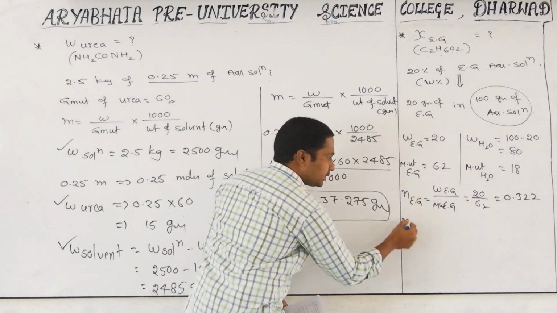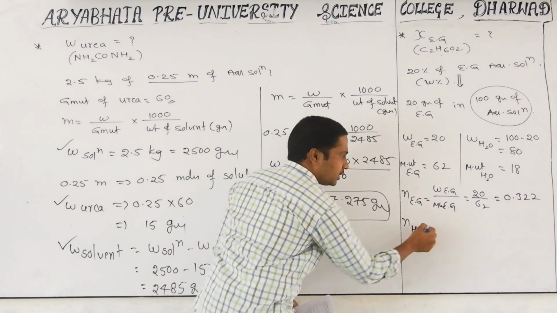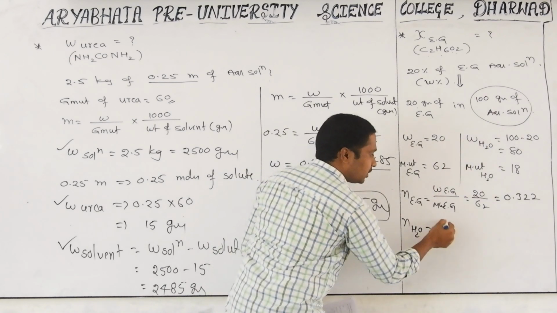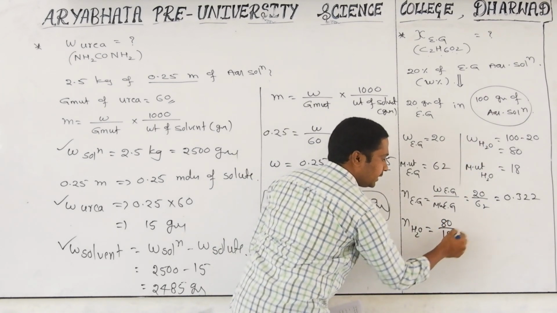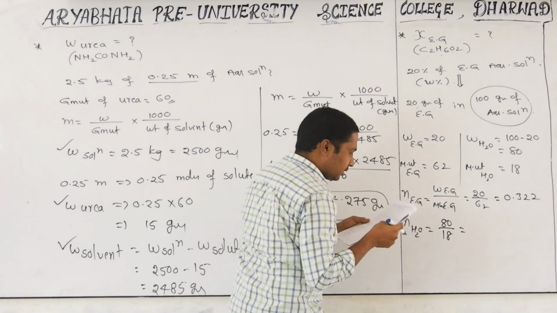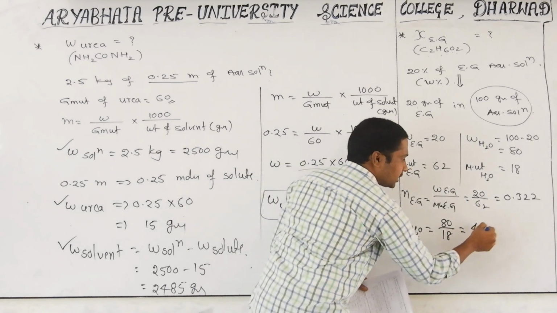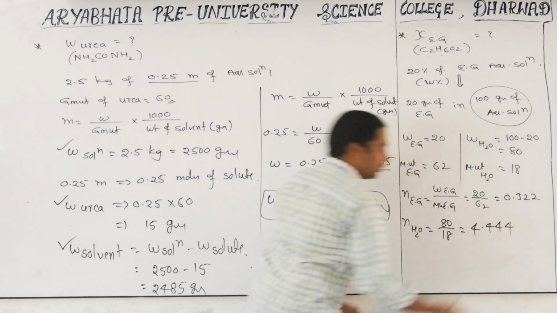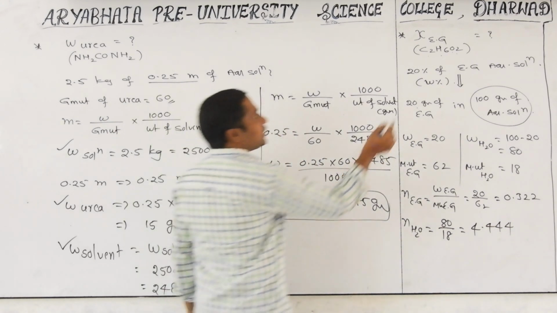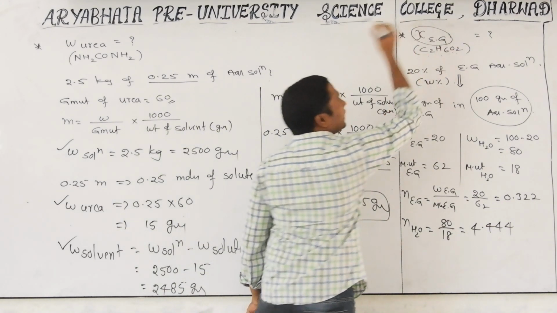Do one more thing: the number of moles of water is equal to the weight of the water, 80, divided by 18. How much is coming? Around 4.44 moles is coming. But what is being asked? The mole fraction of ethylene glycol is being asked.